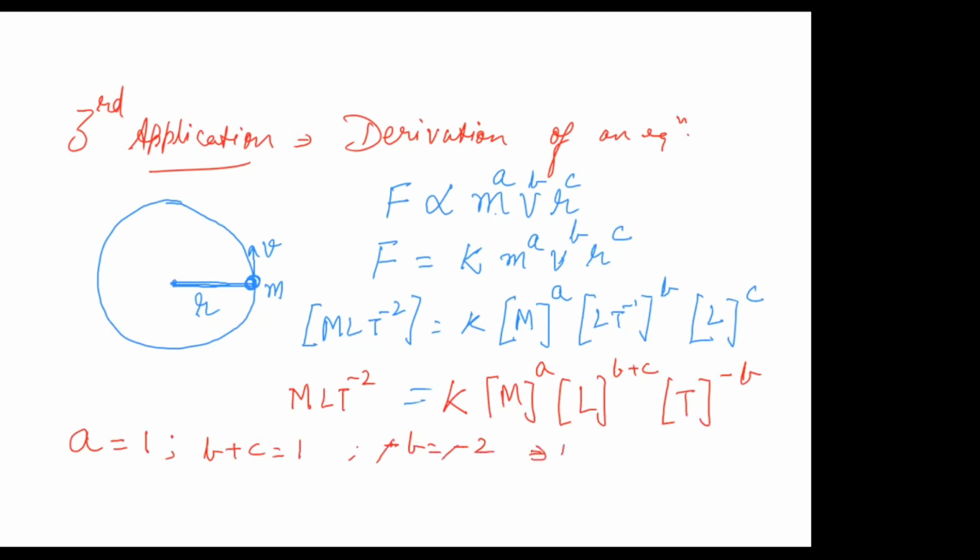This means b equals 2, and putting this value of b over here, we get 2 plus c equals 1. So c will be equal to minus 1. Now we are getting three values over here: a equals 1, b equals 2, and c equals minus 1.